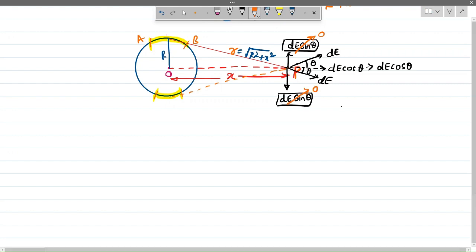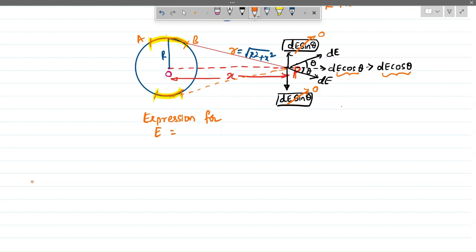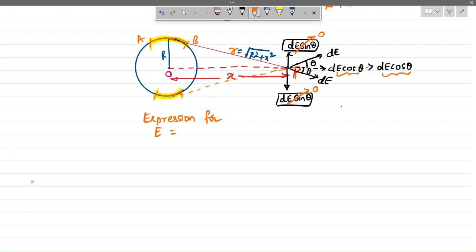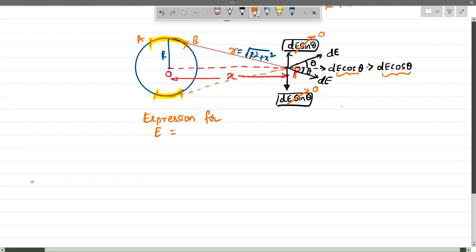So what gets added up? These two components get added up in the horizontal direction. Here we are considering one elemental strip and here the other elemental strip, and there are n number of elemental strips. That's why we have to integrate. The net electric field is in the horizontal direction, so we have to integrate dE cos theta, because there are n number of such electric field intensity lines.